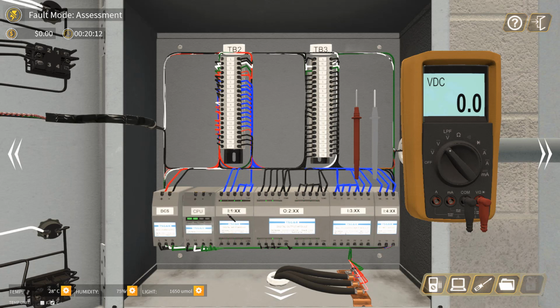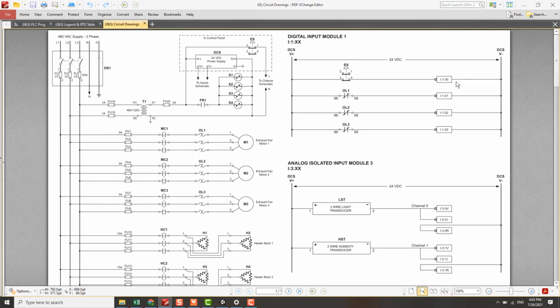So this is PLC input module 1 channel 1. So the black probe we put here at common, and the red probe we put here at channel 1. Okay, 0. What's the problem here? We get 0, which means the upstream has an issue, either open circuit or loose termination. Now we measure at pin 95 of thermal overload relay 1.